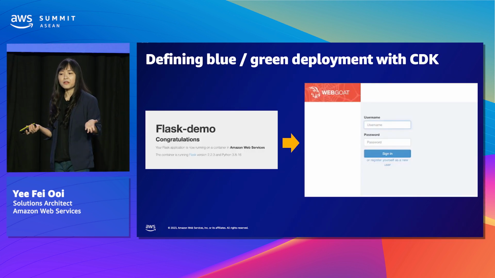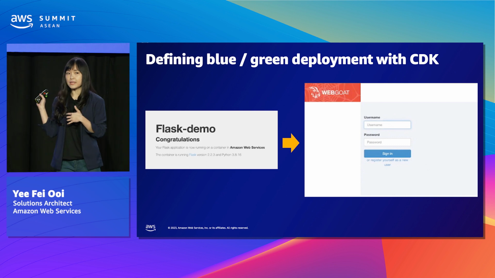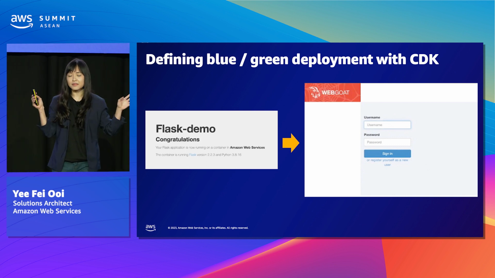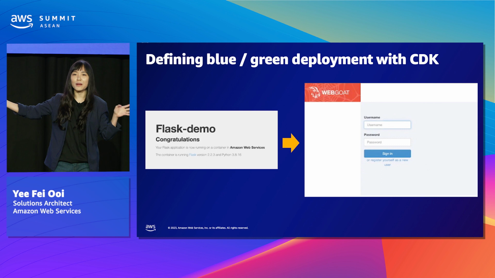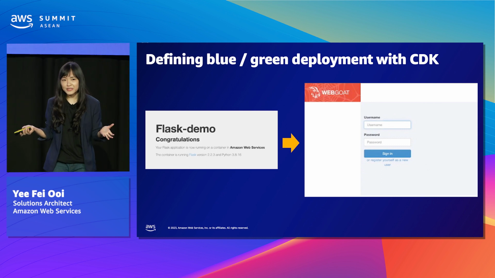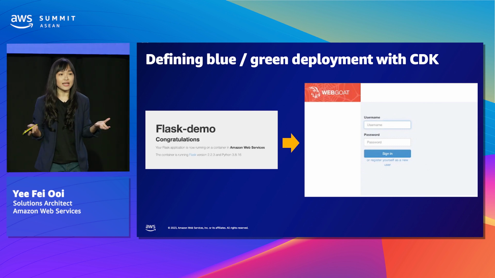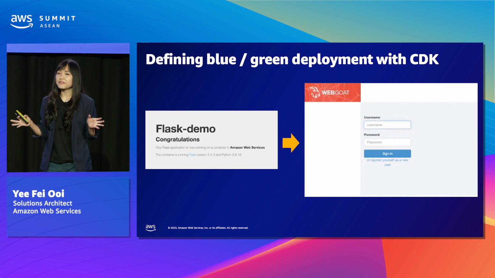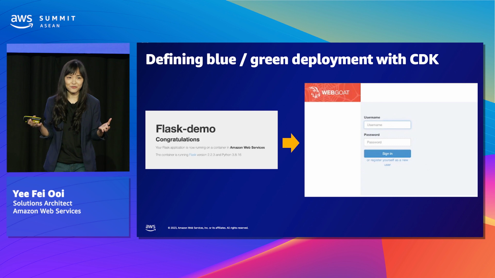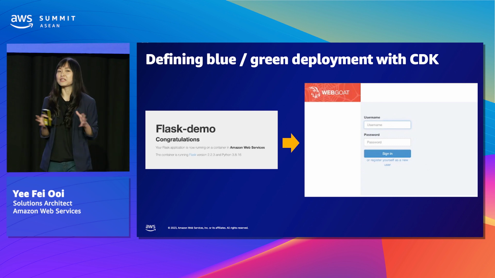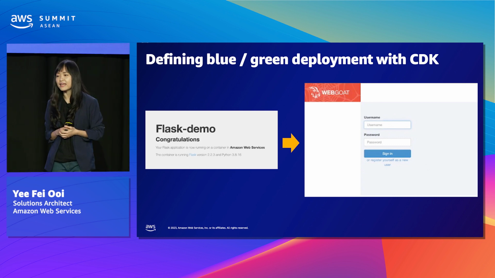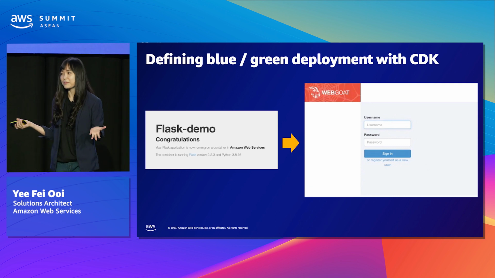With blue-green deployment, what I'm going to do now is switch my Python Flask app to a new version of my app called WebGoat. I choose to do this because WebGoat is an open source app that's deliberately designed to be insecure. So now we can see how the different security services that I've included in my DevSecOps pipeline are able to detect and pick up some of this.